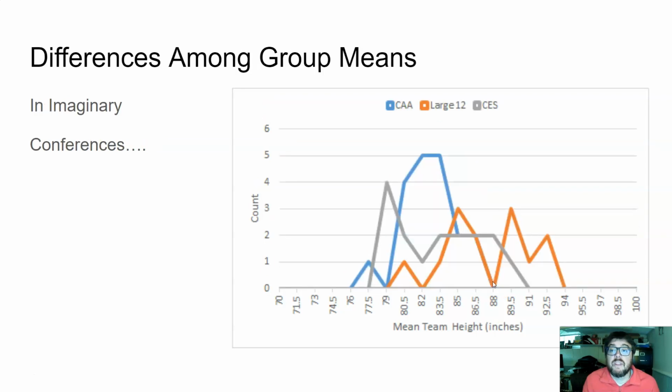But if we break up the league into conferences, it might look like this, where each individual conference has its own distribution. And you can see that, I'm going to sneeze.